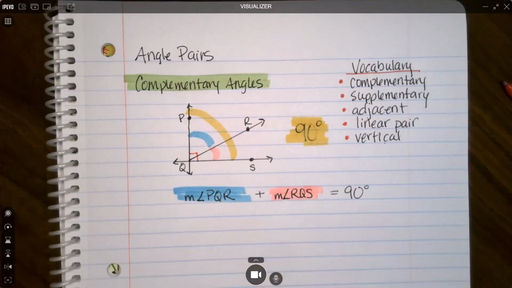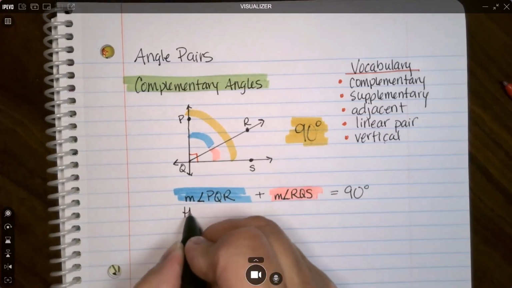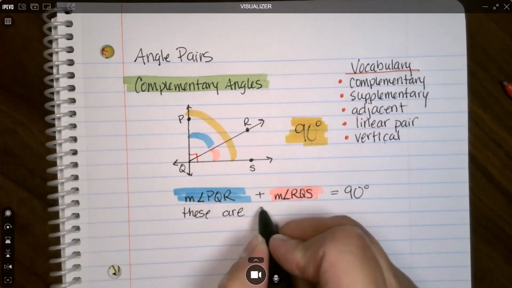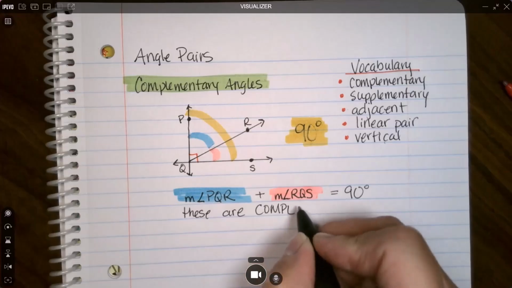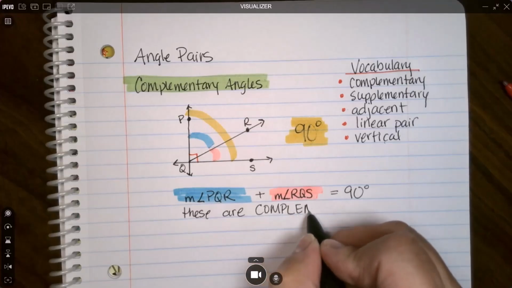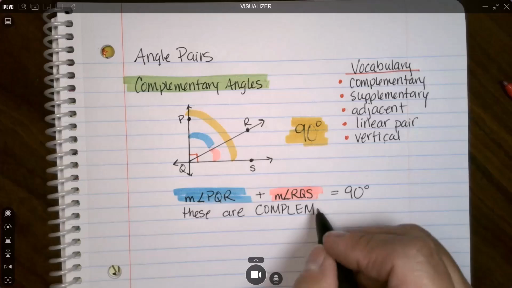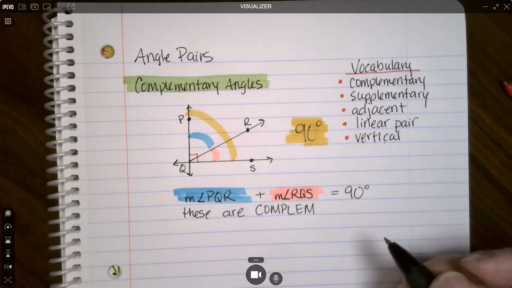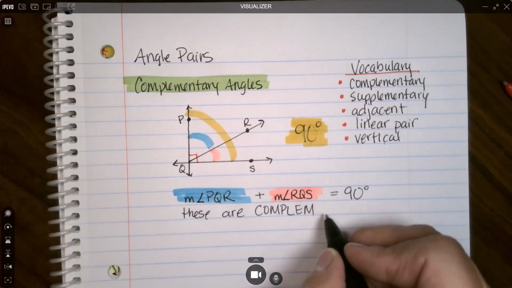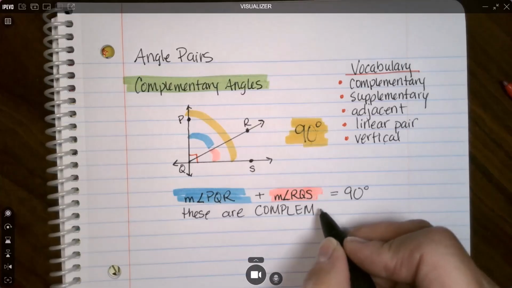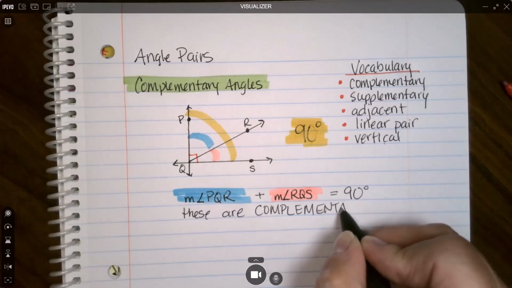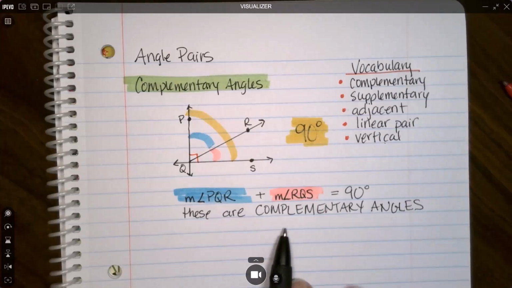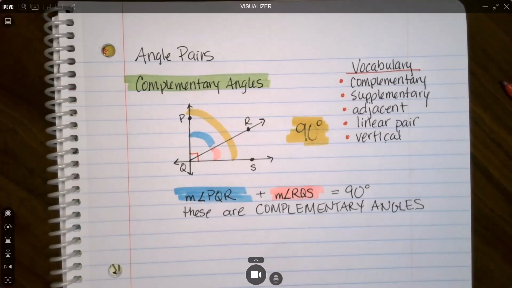So if these two angles add up to 90 degrees, we call them complementary angles. Make sure you spell it right. If you use an I, you're talking about giving someone a compliment. But if you're talking about two things that complete each other, you complete me. It's not exactly like that either. Complementary. Please be nice if I spell things wrong. Complementary. I always do make spelling mistakes.